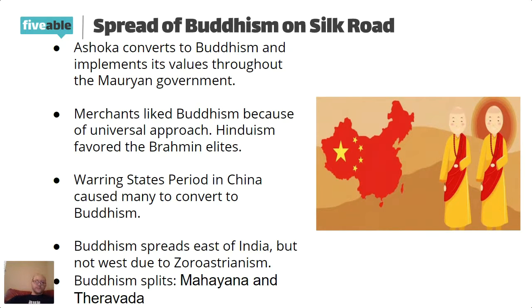So we have merchants also in Buddhism. Merchants along the Silk Road liked Buddhism because Buddhism was more universal. If a merchant, in essence, tried to convert to Hinduism, they were already at a disadvantage because of the Brahmin elites. If you convert to Hinduism, you had to already accept the Brahmin as elite and above you. But Buddhism didn't believe that. In fact, if you remember, Buddha rejected the caste system.